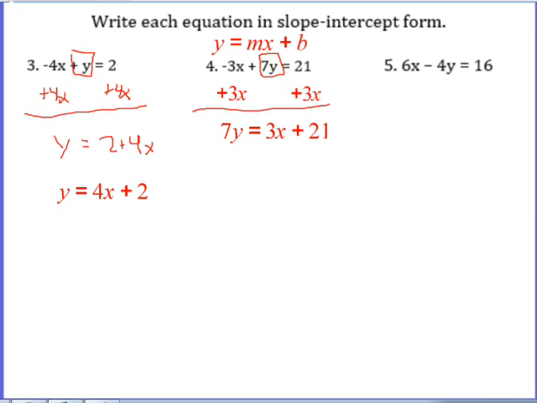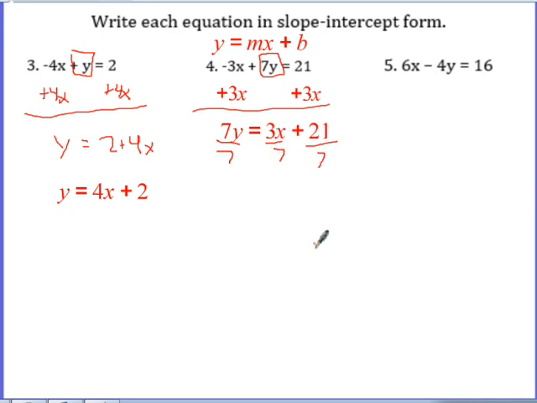Last step is going to be to divide by 7. And remember when we did literal equations, and I told you that you had to get used to dividing every term by 7? This is why, because when you're putting things in slope-intercept form, you have to divide the mx part by 7, and the b part.